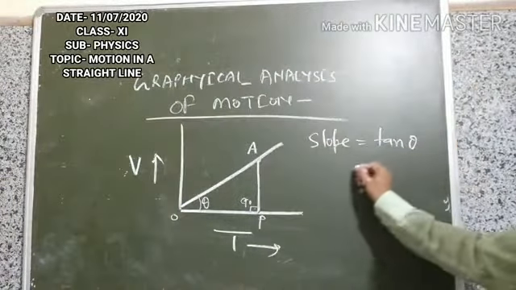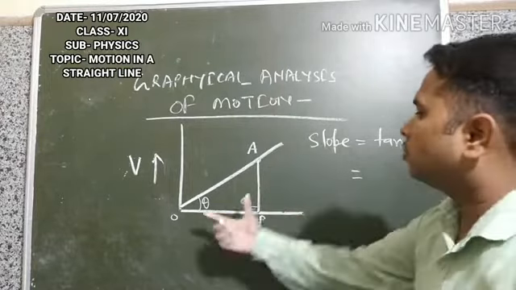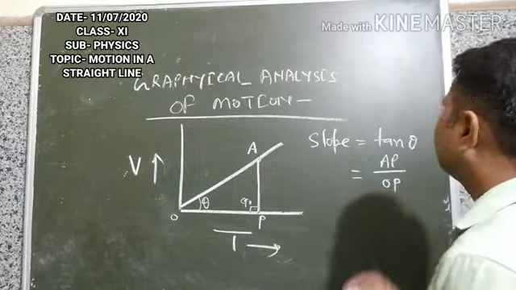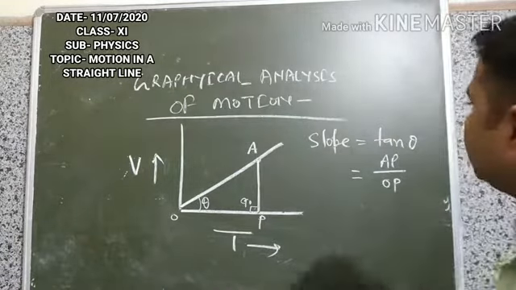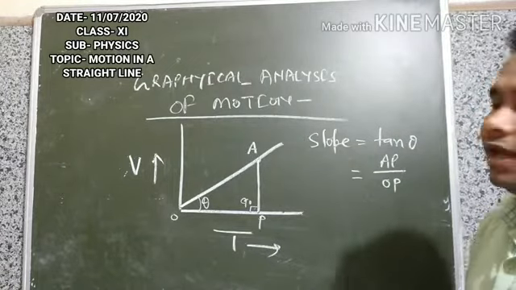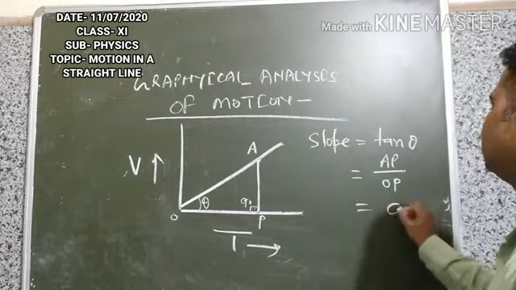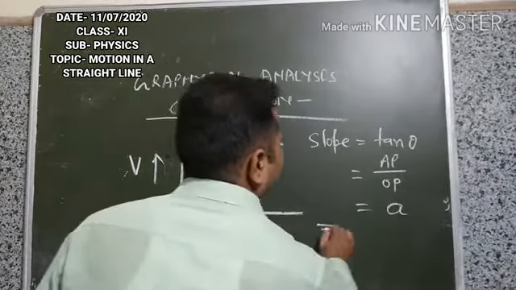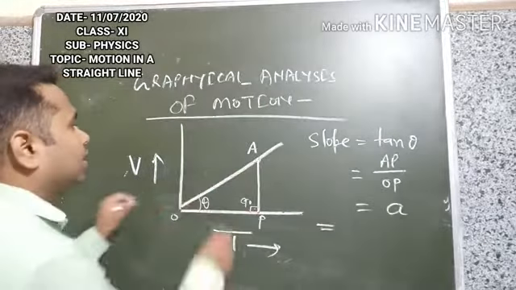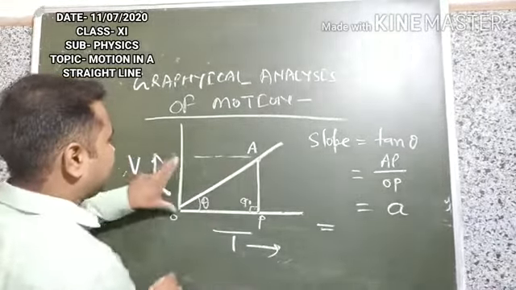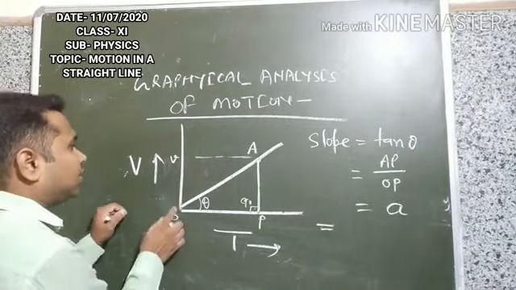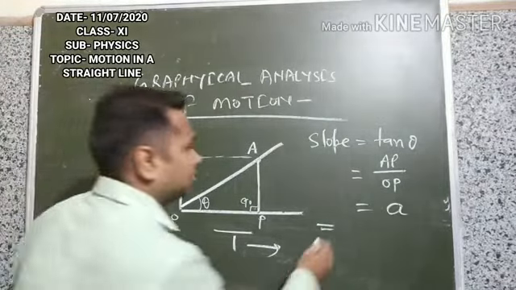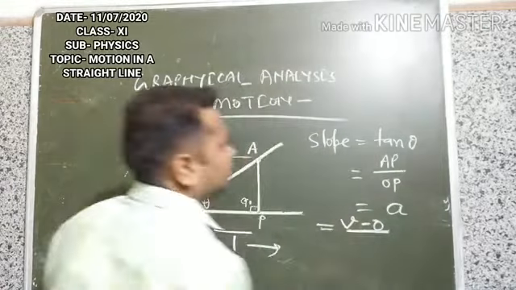So tan theta for this triangle is perpendicular upon base. Perpendicular is AP, and what is base? OP. This will give you the acceleration, uniform acceleration of the body here. And also you can write here AP. What is AP? AP means this height. This height means the difference of V and 0. V and 0 difference means the change in velocity. That is V minus 0, change in velocity.